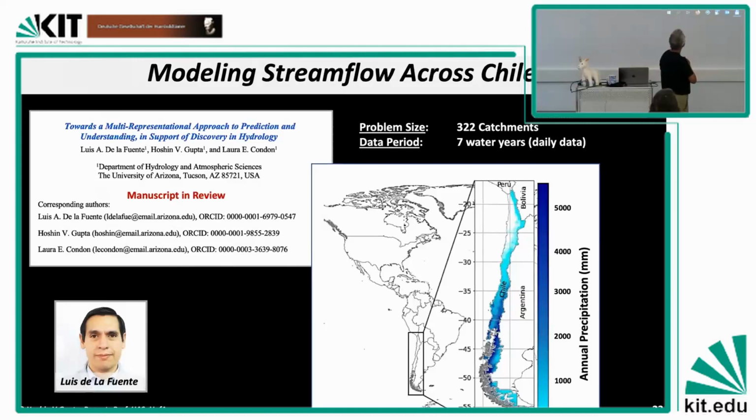Okay, a second study by another student of mine who did his master's work with me and is now going on to do his PhD. This paper is in review. He basically applied machine learning now to the problem of modeling snow stream flow, catchment scale stream flow across Chile. And you can see that Chile north to south is actually as long as the United States is wide east to west. But it goes north to south, so it's got this huge range of hydroclimatic characteristics. Okay, so it's a challenging problem.